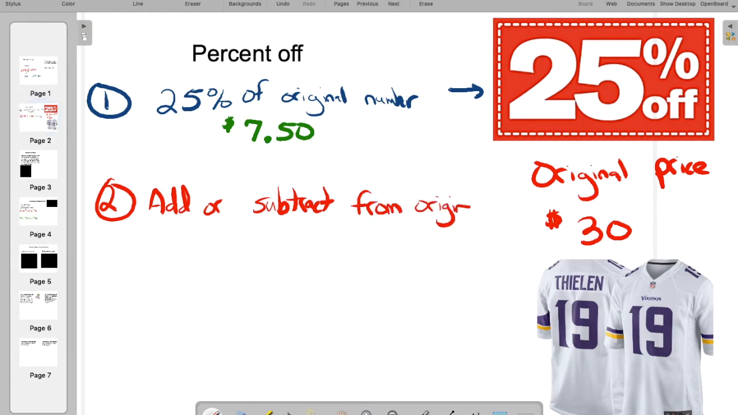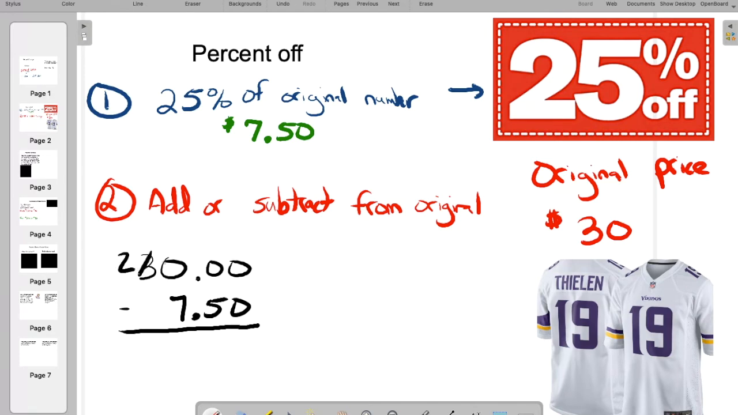So in our problem, because we are doing a percent sale or percent off, that means we are going to subtract from the original number. Later, we're going to do some examples where you are increasing by a percent, so you would add back to the original number. So in this problem, all we do from here is we take our $30. We need to line up our decimal point, so I'm just going to add a couple zeros behind the decimal point here. And we are going to subtract our $7.50, or our 25% off.